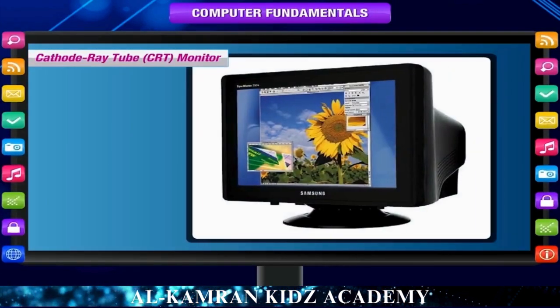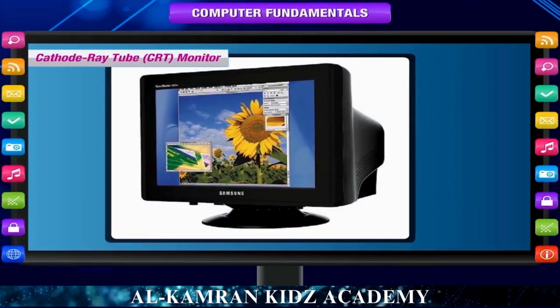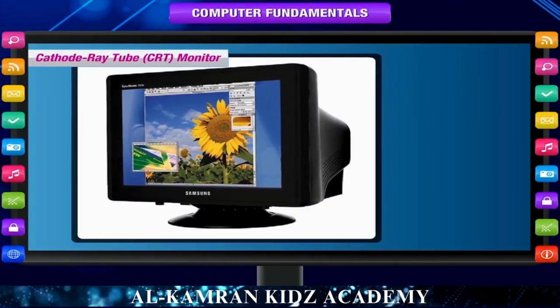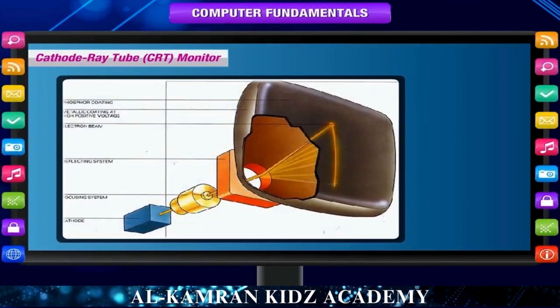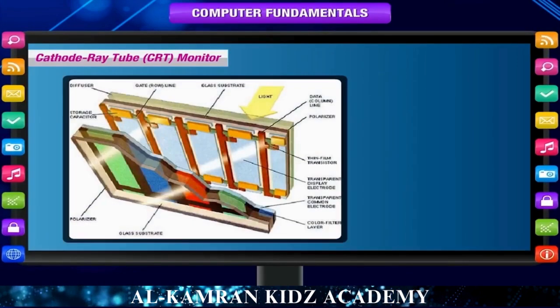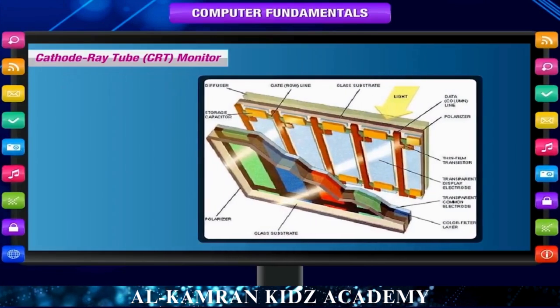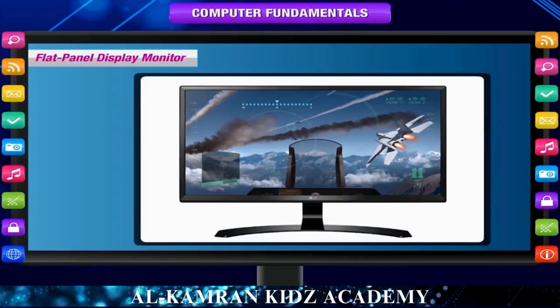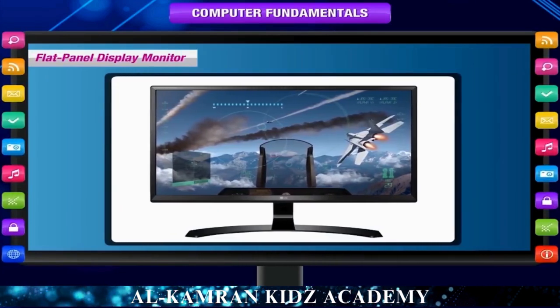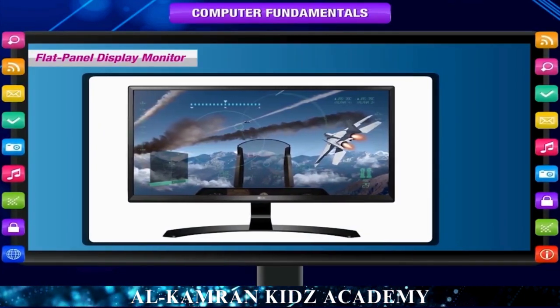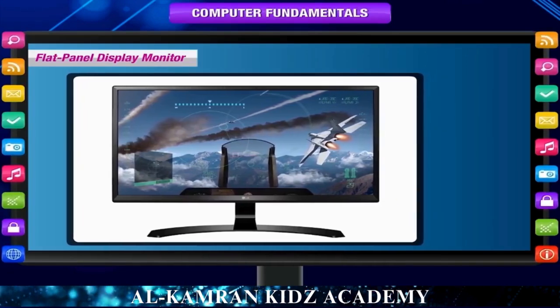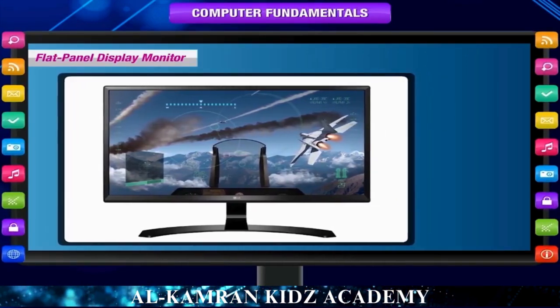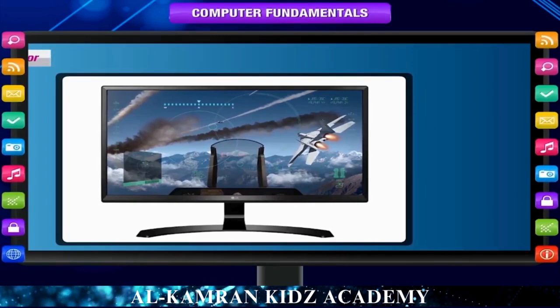Cathode ray tube or CRT monitor. A CRT monitor uses an electron beam controlled by an electromagnetic field on a phosphor-coated screen. Flat panel display monitor. Flat panel display monitors are light in weight, take less space, and have less power consumption. They are divided into two categories.